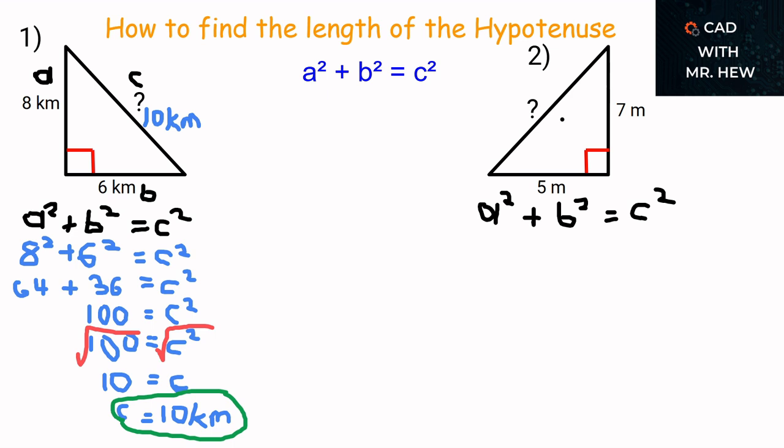All right, so what we're going to do now, we're going to label the sides, right? So this side would be c, the longest side, the hypotenuse, and it doesn't matter which side you call a or b. So I'm just going to put b here, and I'm going to put a here.